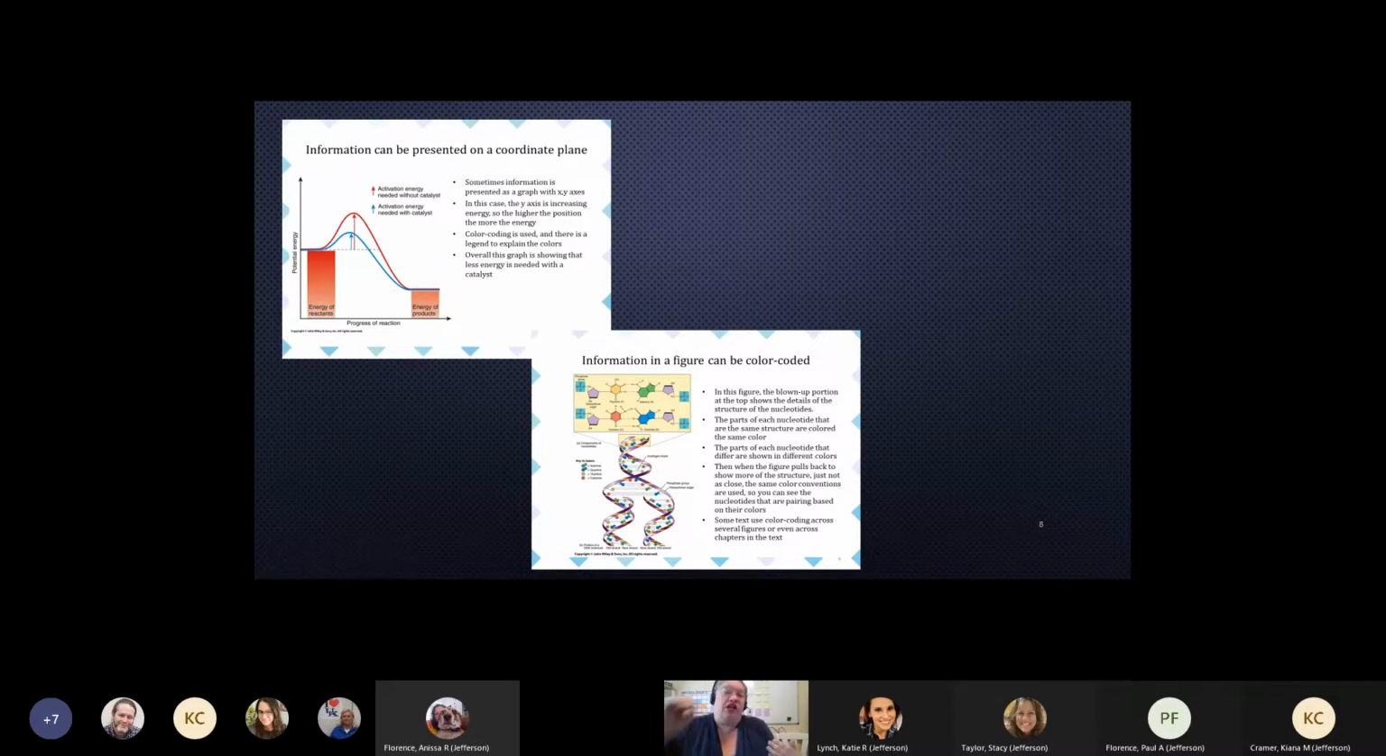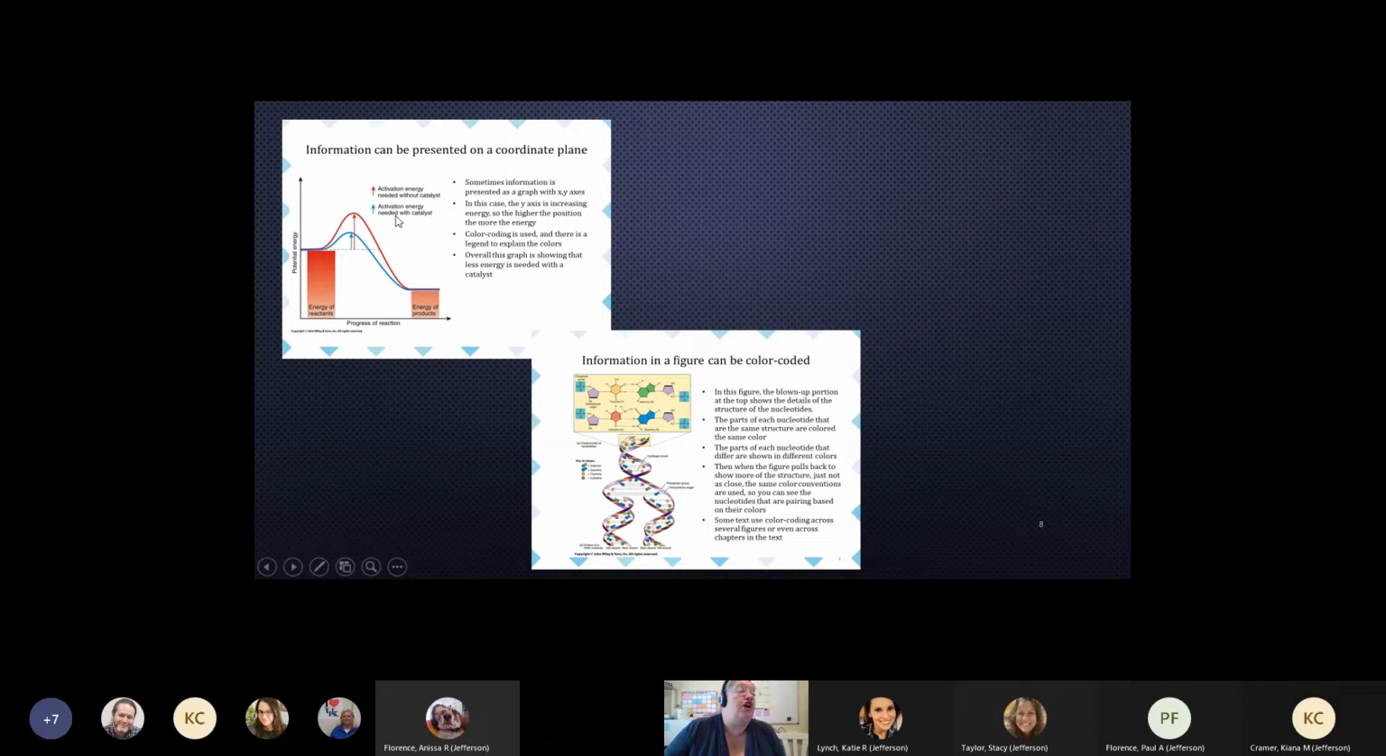I talk to students a lot about how information can be presented on a coordinate plane. Here, XY axis. Here we're talking about enzyme activity. And so this axis is potential energy, and this is increasing potential energy. And then across the bottom is the progress of the reaction, kind of as time passes, how does the reaction go? We talk about these two different lines.